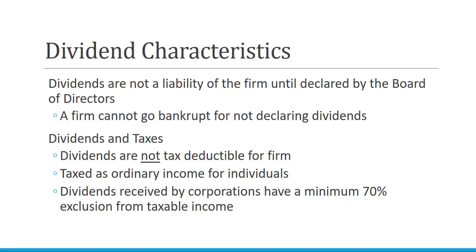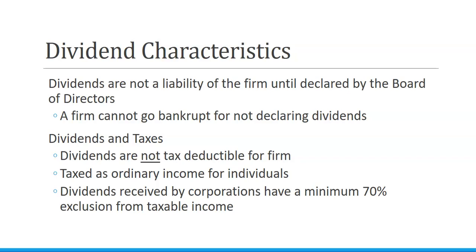Dividends are declared by the board of directors. Companies are not required to pay dividends. If they choose to pay dividends, the board of directors declares them and then they become a liability that needs to be paid out to their shareholders. A firm cannot go bankrupt for not declaring dividends, and dividends aren't required unless it's some kind of stated stock.